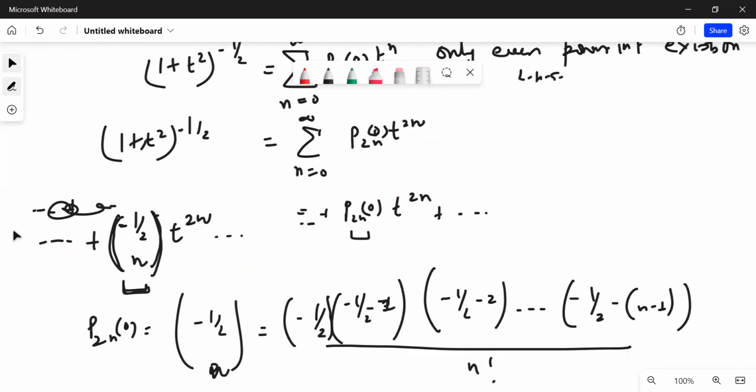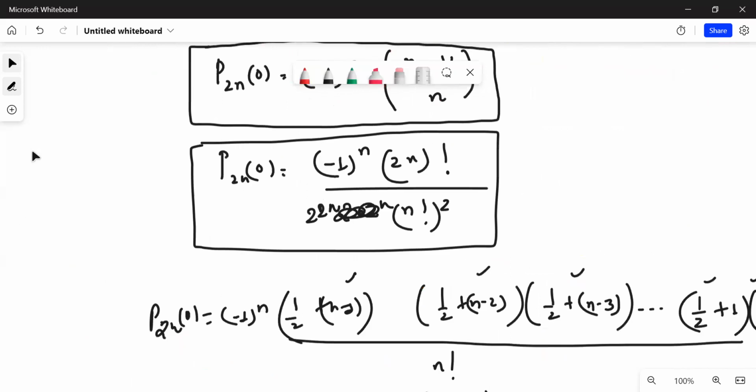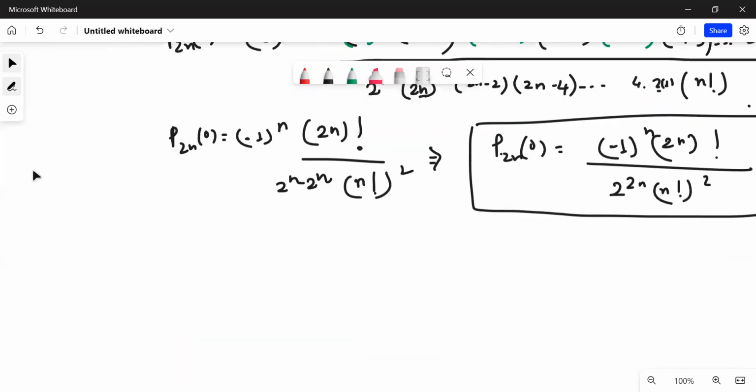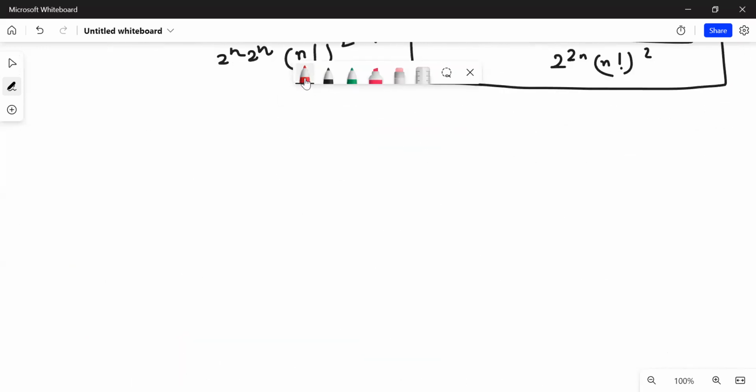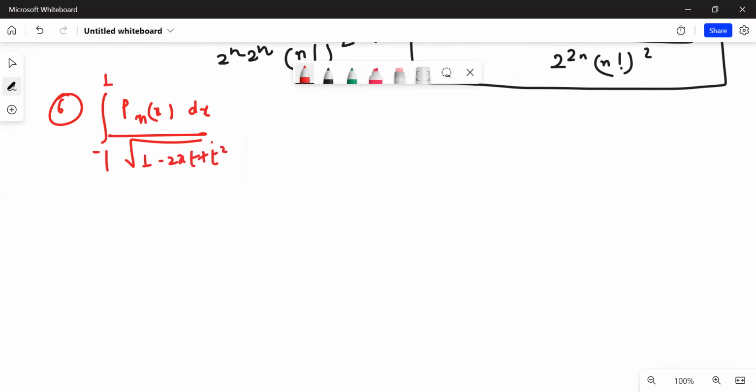These are things that generally I cannot cover in the course itself, so I'm just covering it as a fact that you can remember. This is, I think, fact number 6, or you can take question number 6, whichever way pleases you. The integral from -1 to 1 of Pn(x) dx upon root over 1 minus 2xt plus t square is equivalent to 2 t^n upon 2n plus 1.